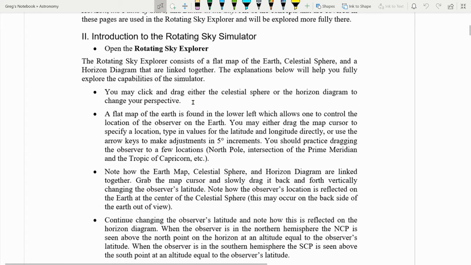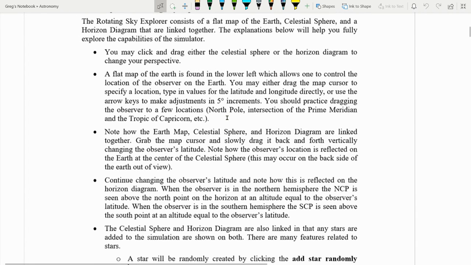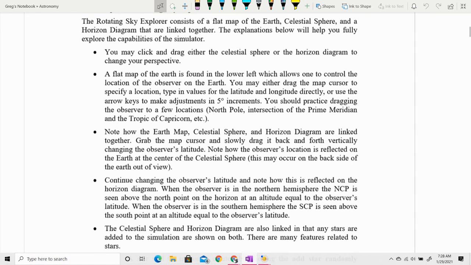You may click and drag either the celestial sphere or the horizontal diagram to change your perspective. A flat map of the Earth is found in the lower left, which allows one to control the location of the observer on the Earth. You may either drag the map cursor to specify a location, type in values for the latitude and longitude directly, or use the arrow keys to make adjustments in 5-degree increments. You should practice dragging the observer to a few locations: the North Pole, intersection of the Prime Meridian and Tropic of Capricorn, etc. All right, well, let's take a look at that.